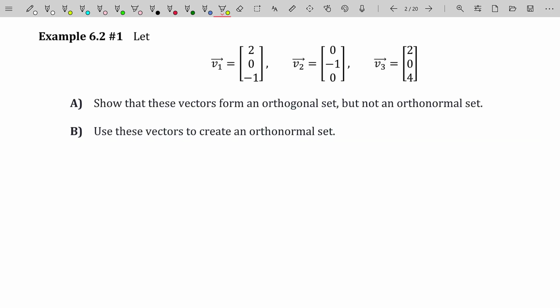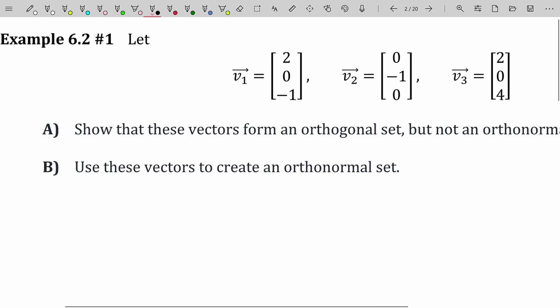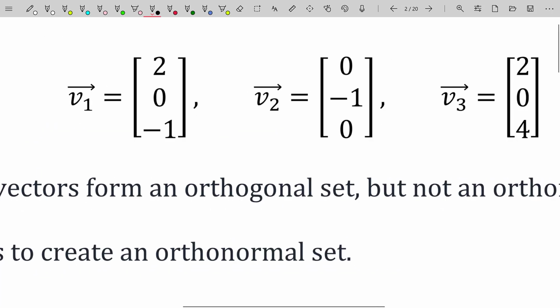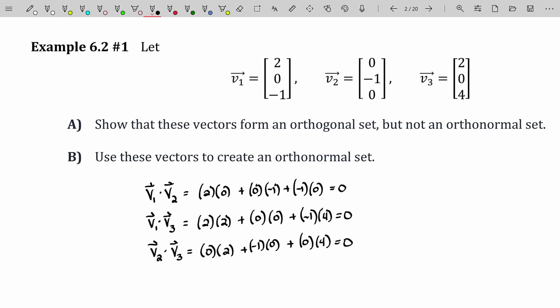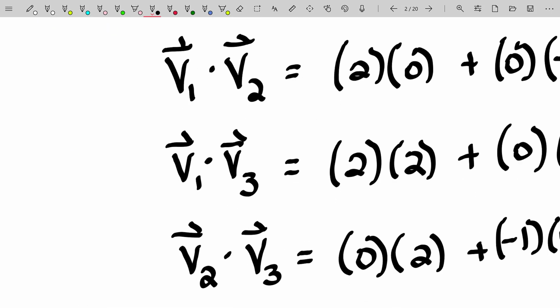So let's just do a quick example here, nothing too terribly mind-blowing. Let's show that these vectors form an orthogonal set, but not an orthonormal set. Again, to be an orthogonal set, we'd need the dot products between each of these vectors to be 0. And that's exactly what we get. Also, I should mention here, the dot product is commutative, so there's no need for me to take a look at v3 dotted with v1. I already have v1 dotted with v3, which is the same as v3 dotted with v1, and so on and so forth. So there's no point in me commuting these dot products.